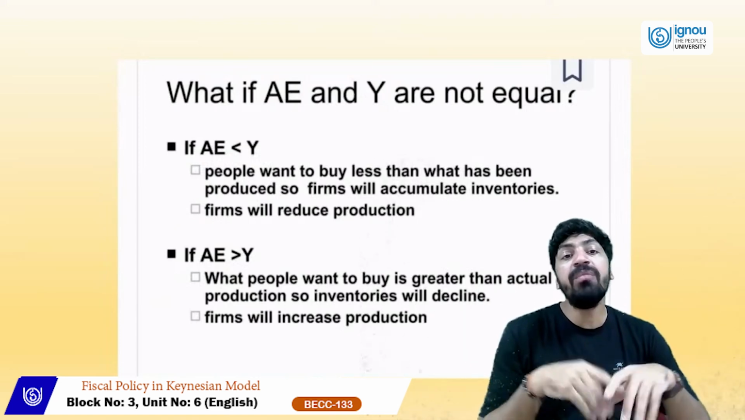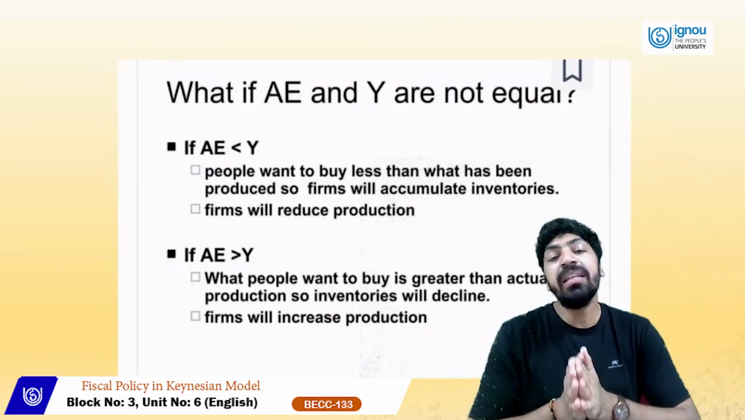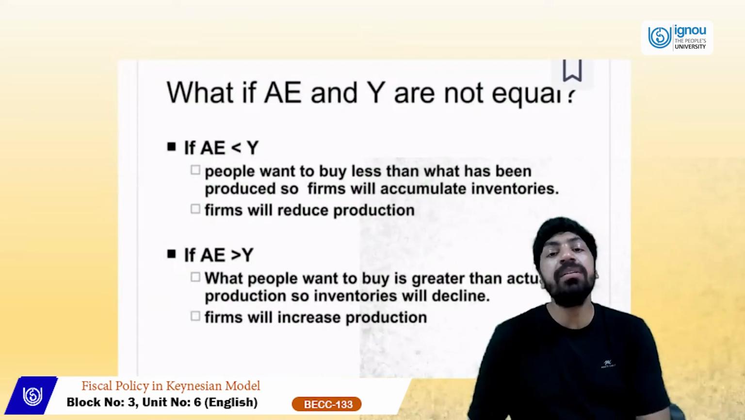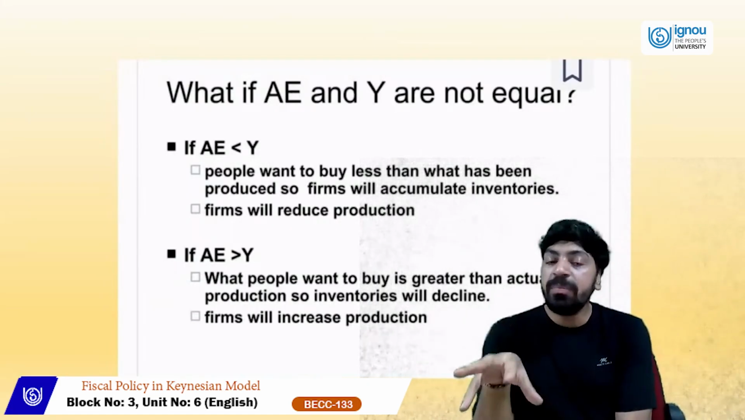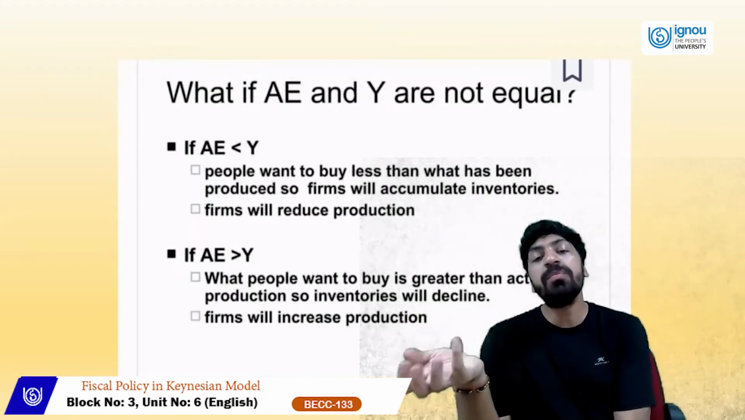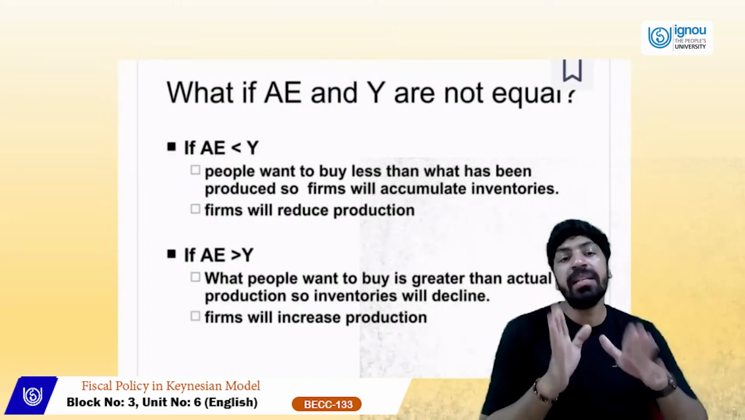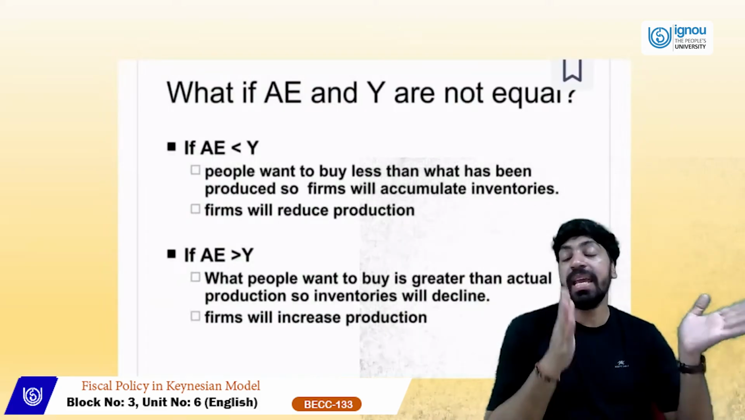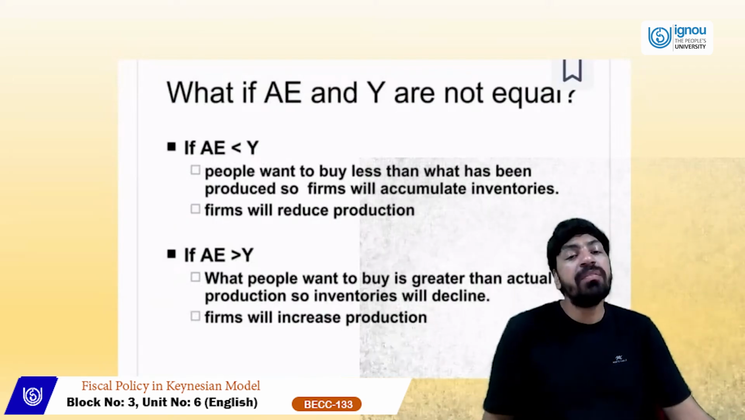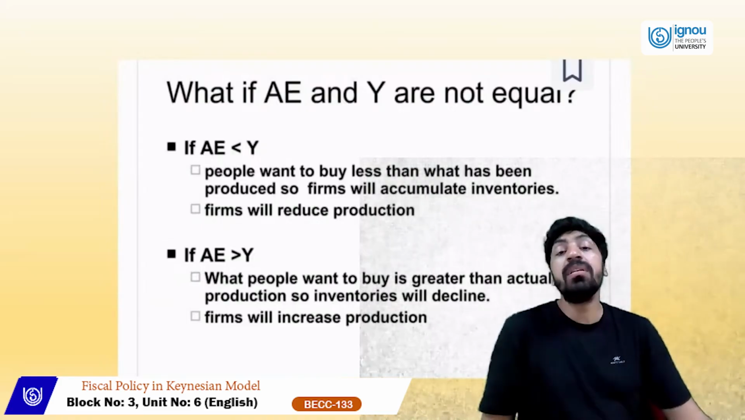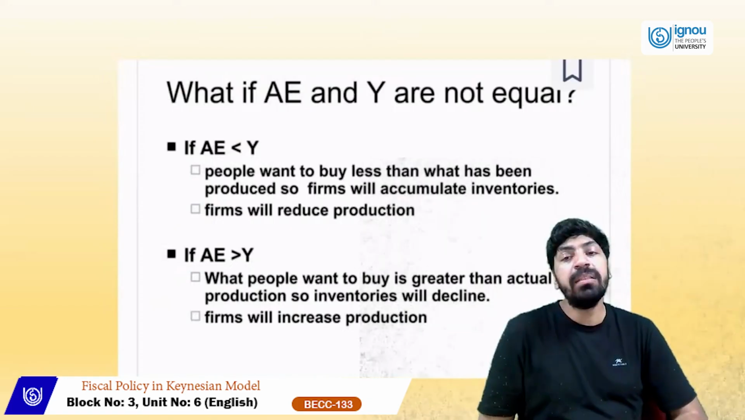So automatically, when the expenses are more than the income, the outcome is that the firm reduces the production of all those quantities that people want to buy, as sales have increased. So that's the main reason. If the aggregate expenditure is more than the income, then a situation arises where the firm ultimately reduces the production of all those quantities which are actually demanded by the people.